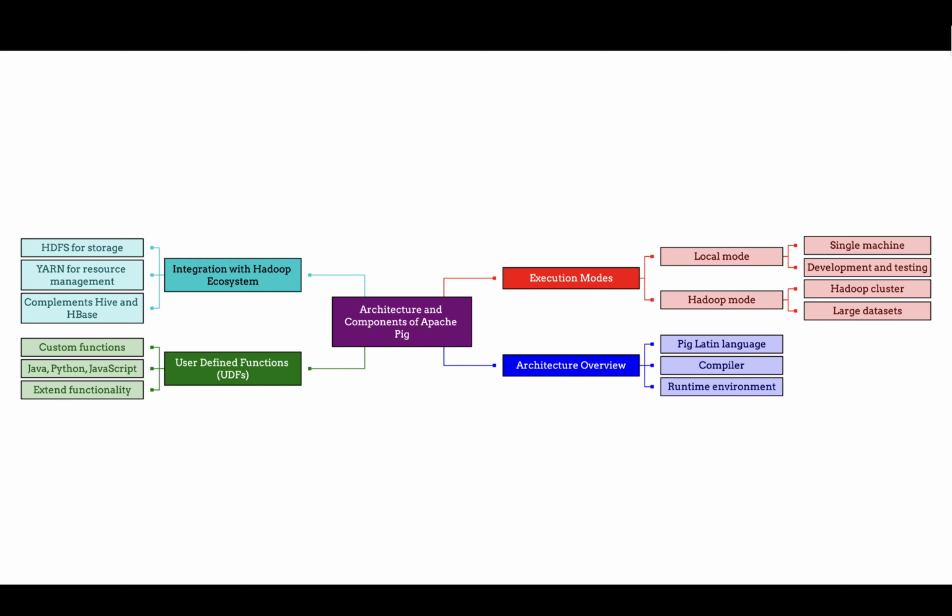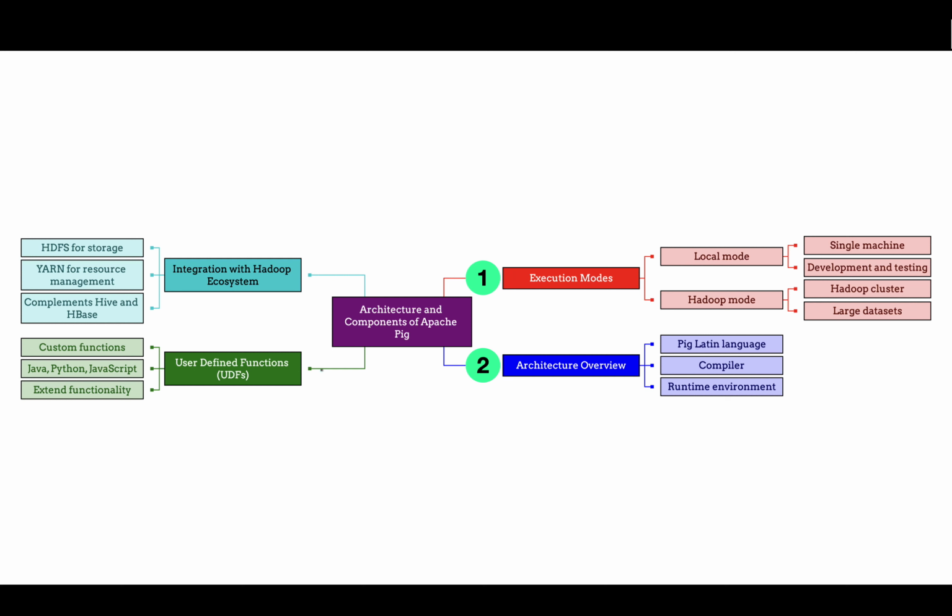Architecture and components of Apache Pig. 1. Execution modes. Pig can run in 2 modes. Local mode, for running Pig scripts on a single machine, ideal for development and testing, and Hadoop mode, for running scripts on a Hadoop cluster, suitable for processing large datasets. 2. Architecture overview. Pig's architecture consists of the PigLatin language, a compiler that produces sequences of MapReduce programs, and a runtime environment for executing these programs on a Hadoop cluster.